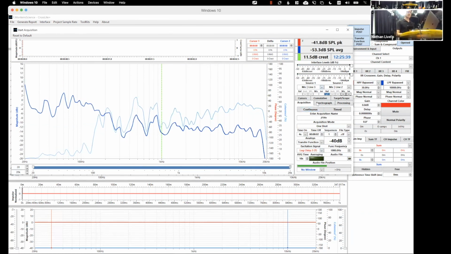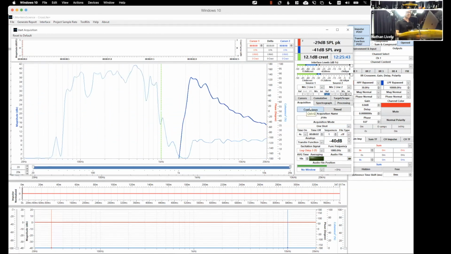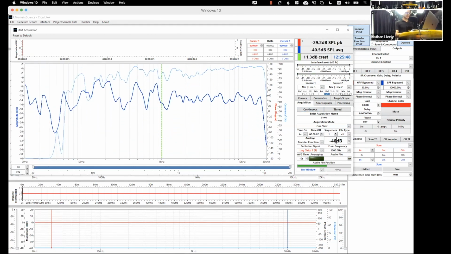Okay, I'm just going to make sure that I'm not clipping any of the inputs. Make it a little bit louder. Yeah, I think everything's set correctly. Yep.